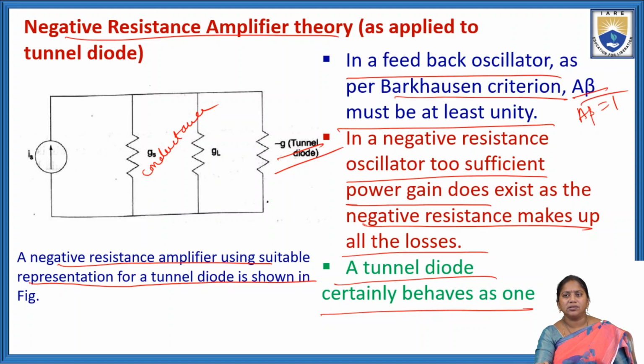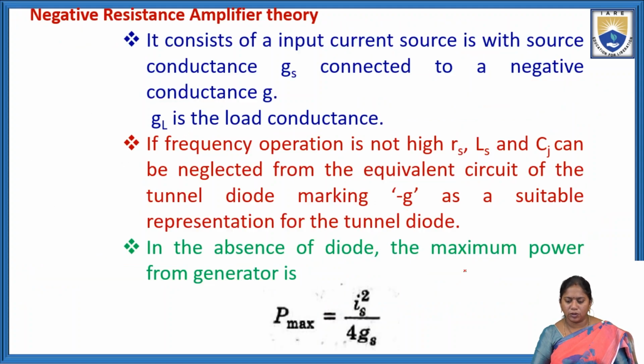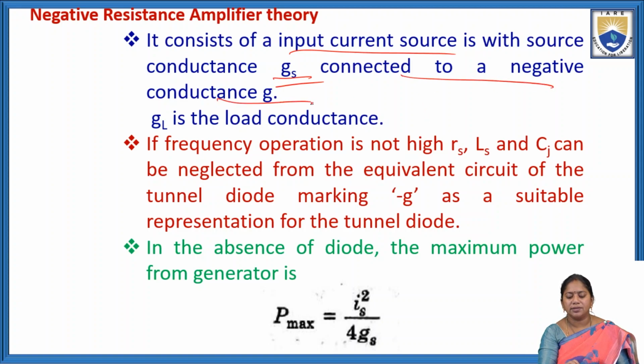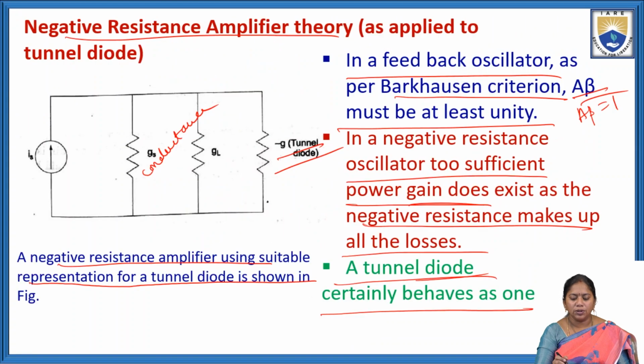In a negative resistance oscillator, sufficient power gain does exist as the negative resistance makes up all the losses. A tunnel diode certainly behaves as one. It consists of an input current source with a source conductance GS. GS is connected to a negative conductance minus G, as shown in the above figure.